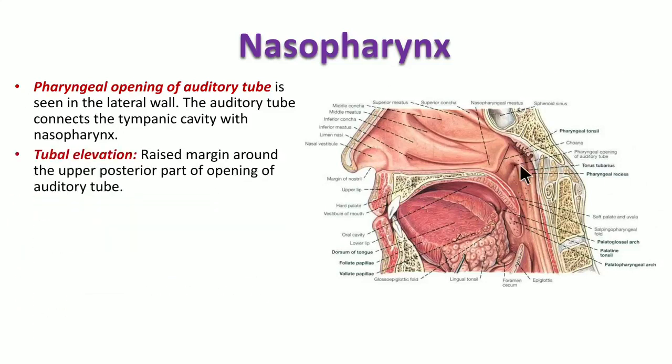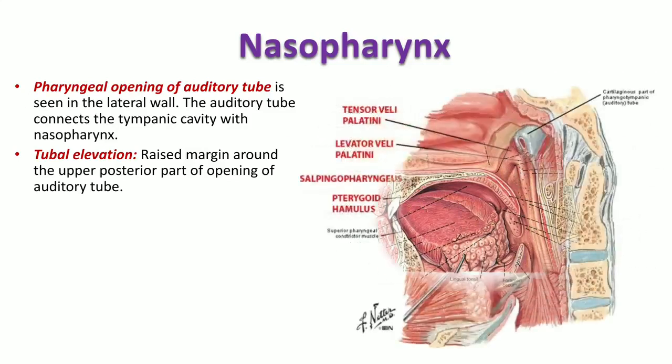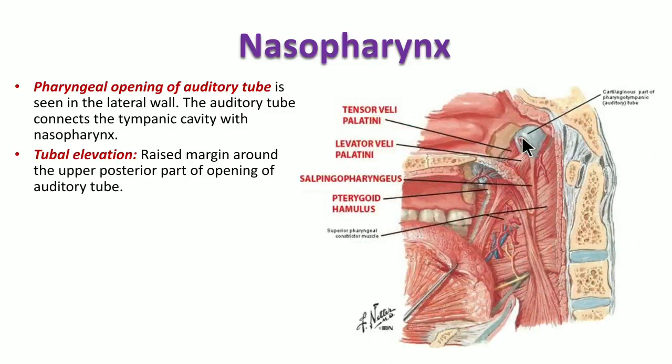Now this opening is guarded by a raised fold, seen mainly posterosuperiorly, that is called the tubal elevation. It is called the tubal elevation because this part of the tube is cartilaginous. On the tubal elevation you are able to see the opening of the auditory tube, and you are able to see folds extending from the tubal elevation below. So two mucous folds you can see.